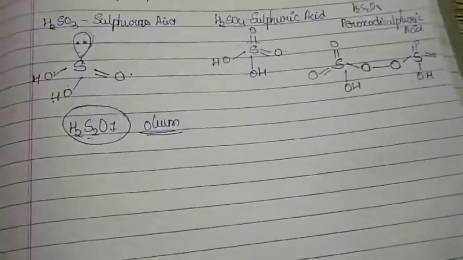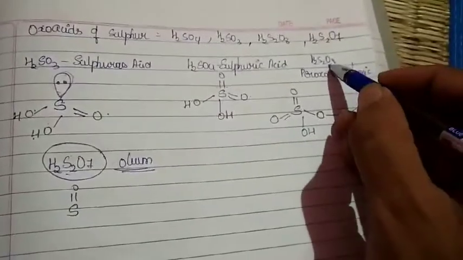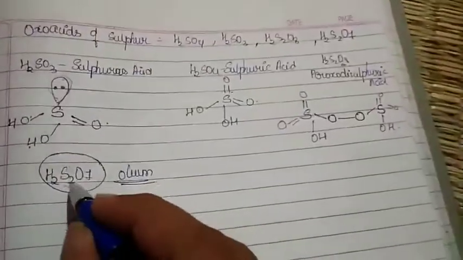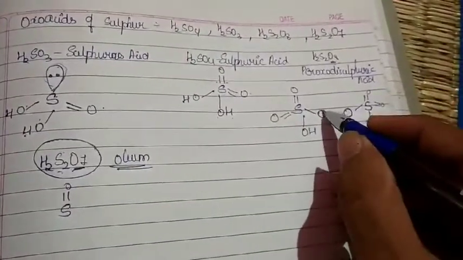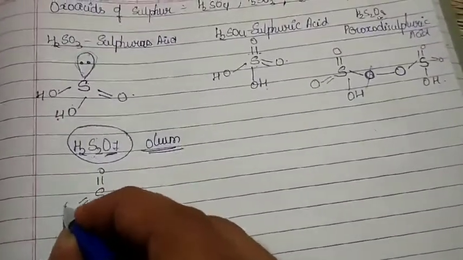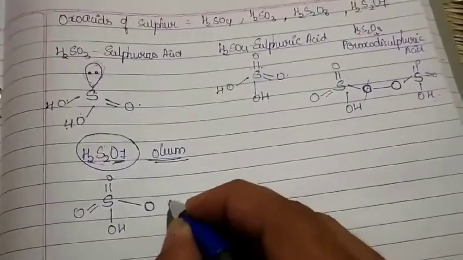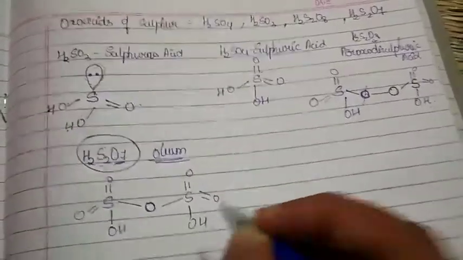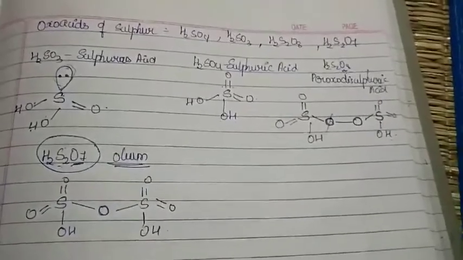H2S2O7. So now what happens: S double bond O. Here it was O8, so in total we get 8, and the rest is all the same, but one oxygen is less. So what should we do? We have to eliminate one oxygen from this. So S double bond O, here you had an OH, here you will have an O. As usual, the remaining structure is as it is, double bond O and an OH. So this is the only part we have to understand with respect to the oxo acids of sulfur.